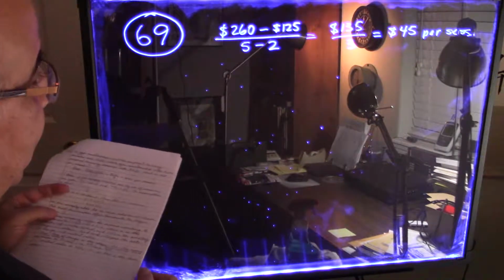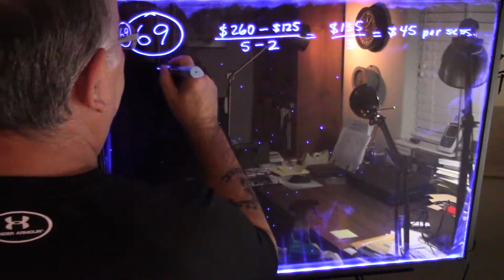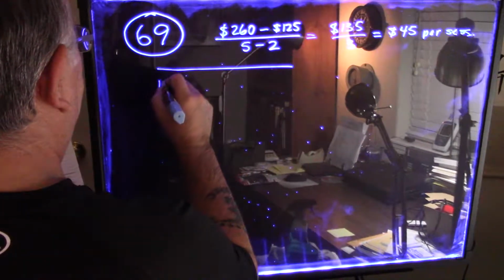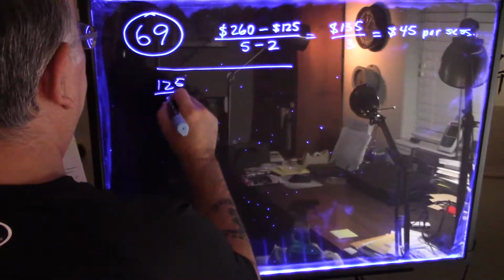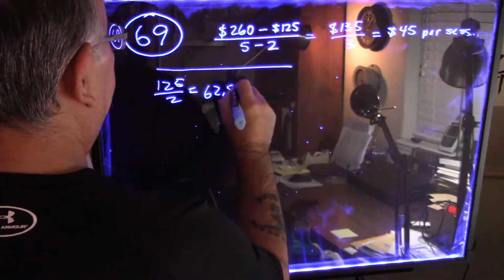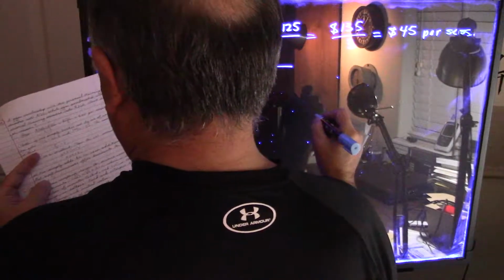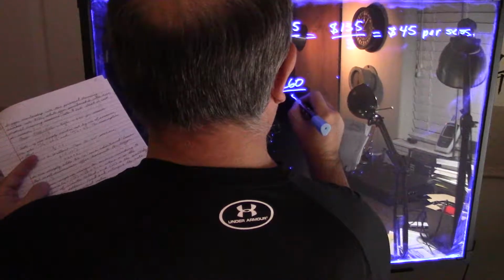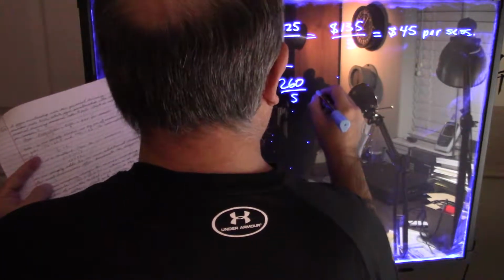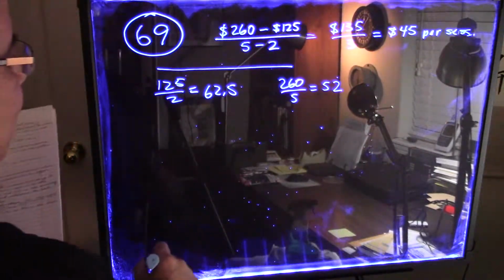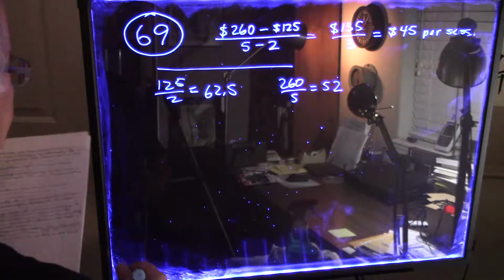Now again, if you just do a simple division, 125 over 2, you're going to get 62.5. And if you divide 260 by 5, you get 52. So there's a different cost per session depending on what figure you use.